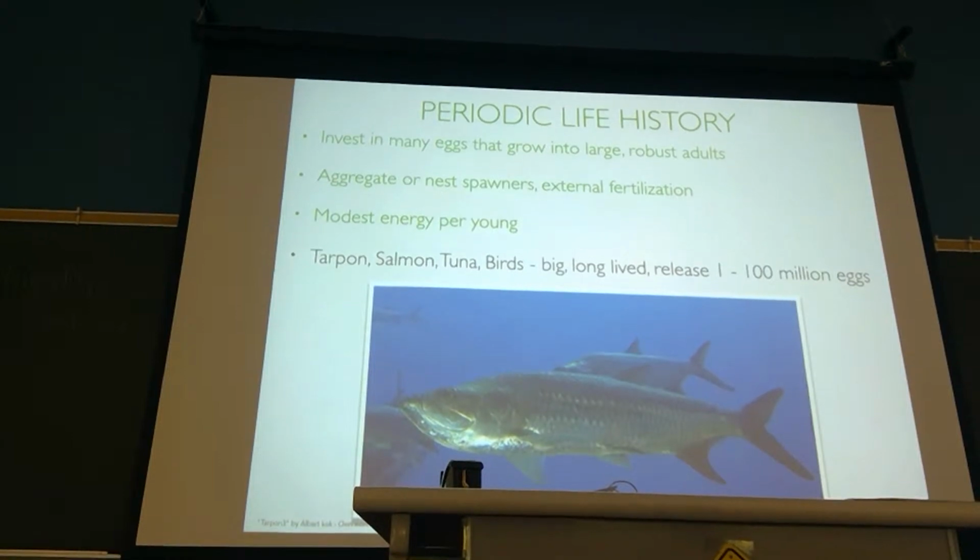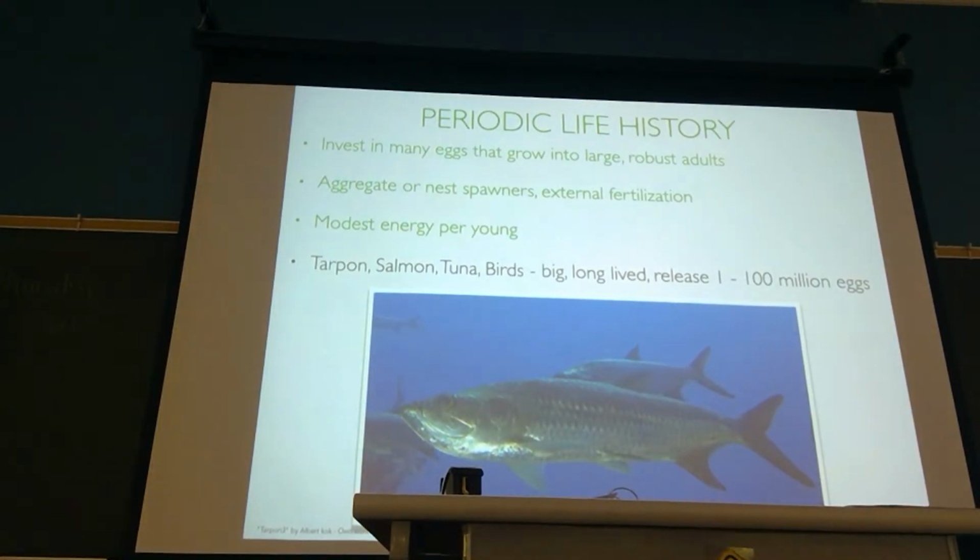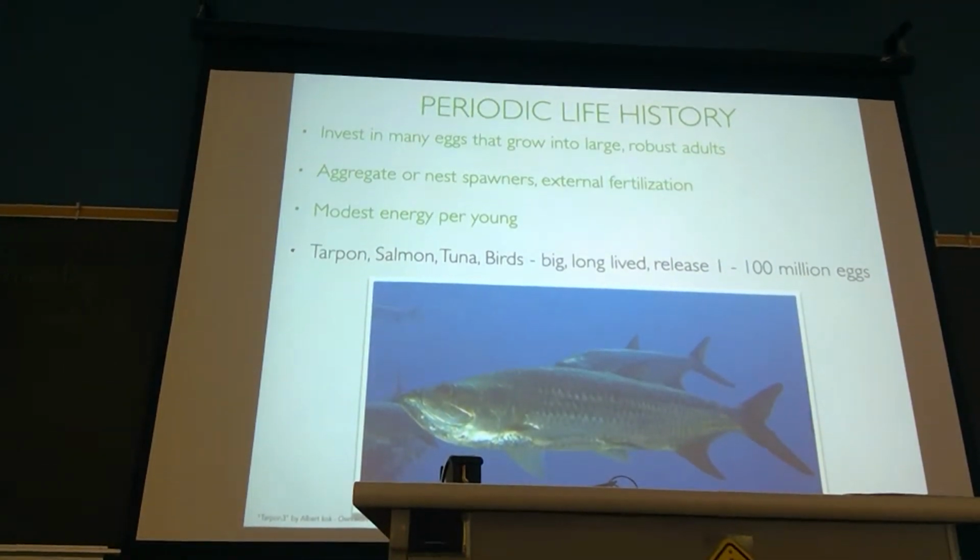Tarpon, salmon, tuna, birds: big, long-lived, but they can make lots of babies. That's a periodic life history strategist.